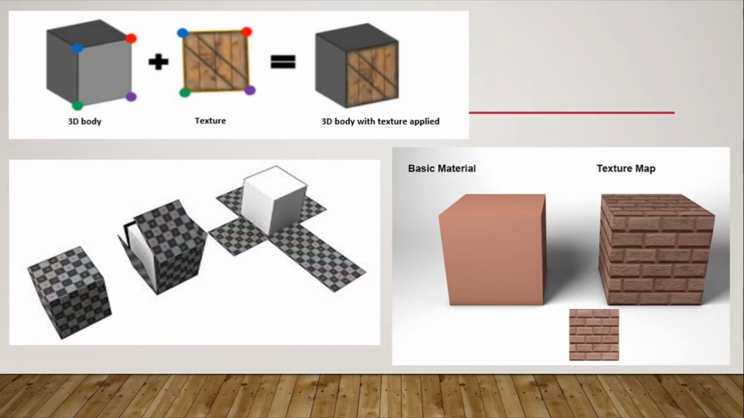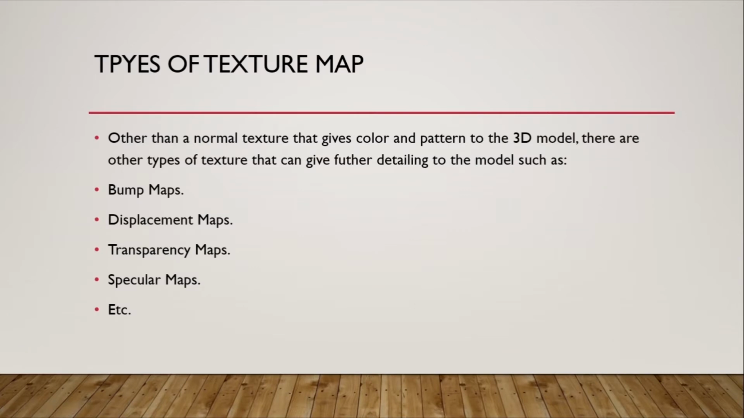Here are examples of how the texture is wrapped around the 3D model, which produces a realistic 3D model. Types of texture map. Other than the normal texture that gives color and pattern to the 3D model, there are other types of texture that can give further detailing to the model, such as bump map, displacement map, transparency map, specular map, and etc.